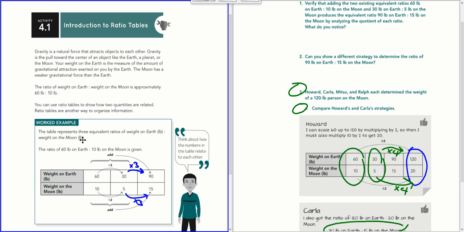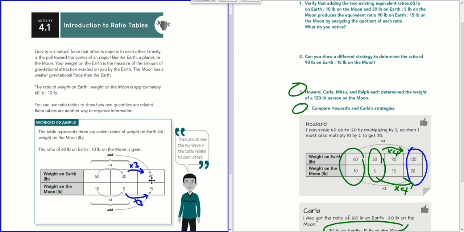Okay, so this is a ratio table. Basically, a ratio table is just a way to organize different ratios. So we start with 60 over 10, and they got from 60 to 30 by dividing by 2. And if you divide the top, you also need to divide the bottom. So we get 30 to 5.